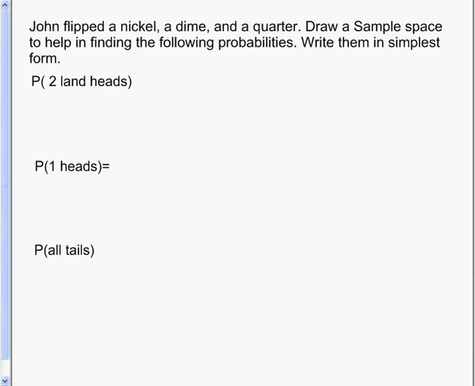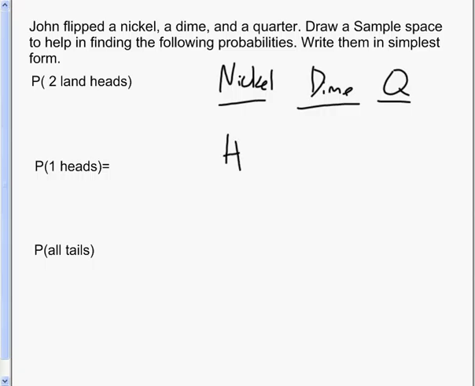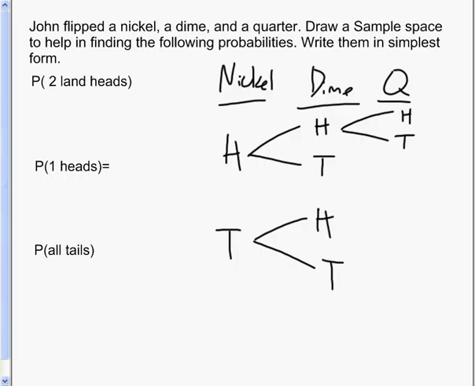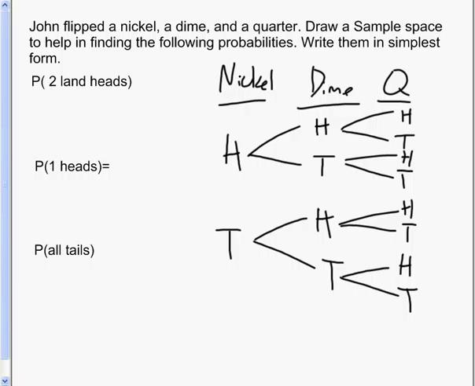Next, we have John. Flip a nickel, a dime, and a quarter. Draw a sample space to help in finding the following probabilities, and then write them in simplest form. So, again, we know our options are either heads or tails. For the nickel, once we land heads or tails, our options on the dime are both heads and tails. And lastly, on the quarter, it's heads and tails. So my sample space should look like this. Order shouldn't matter with nickel, dime, and quarter.